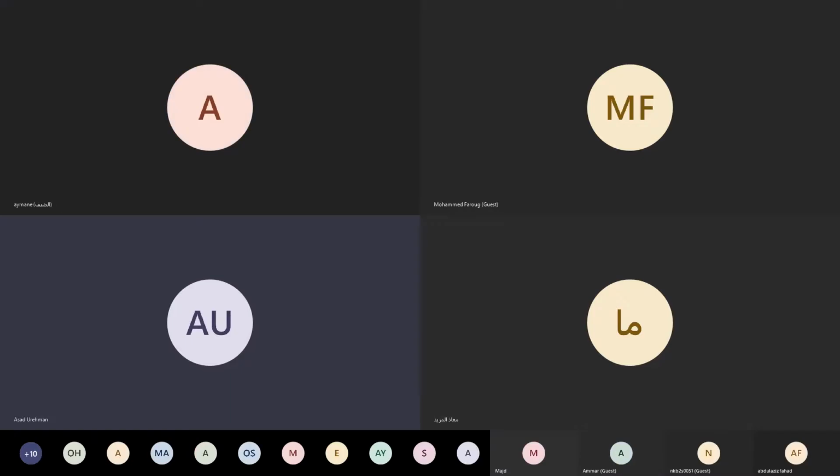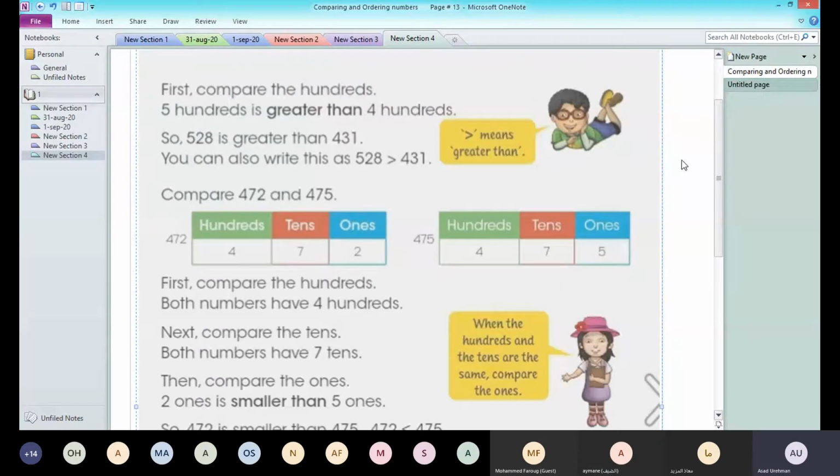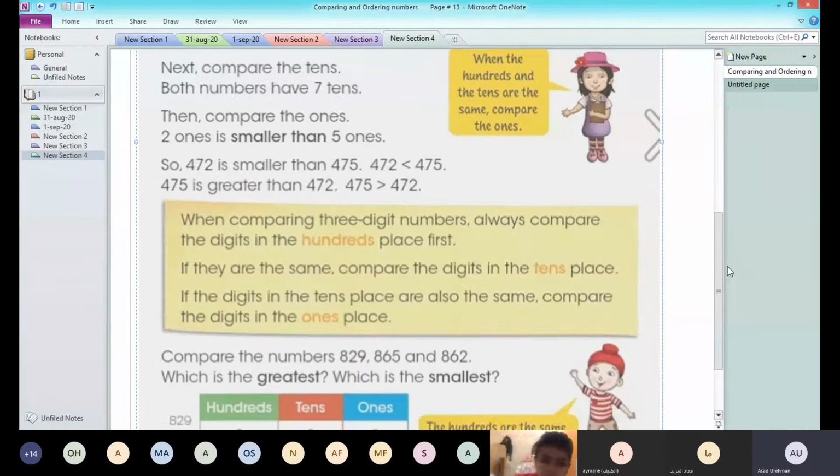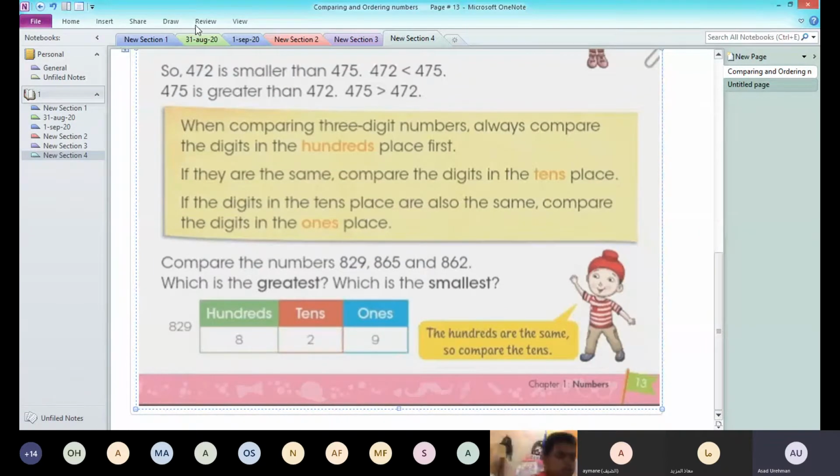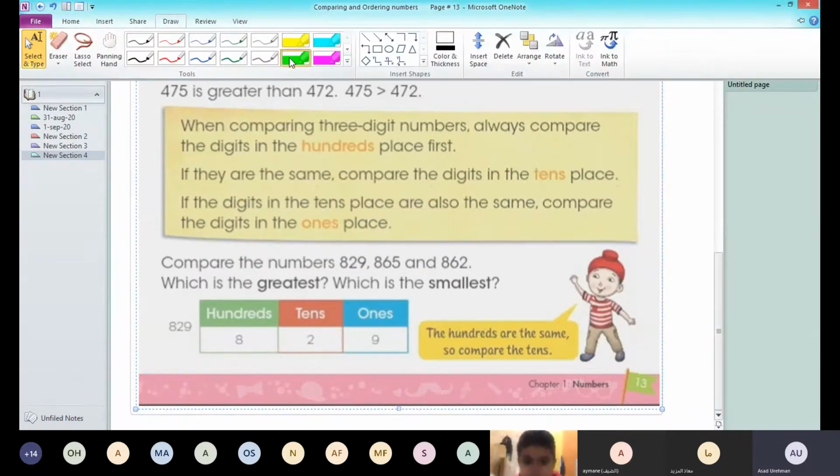Also open in your book. The first paragraph was explaining this, which we have already completed, right? First compare the hundreds, then 400, so 528 is greater. So just come down here. This is what is written, right? Come here.